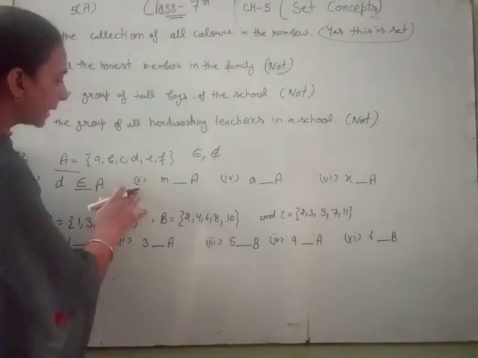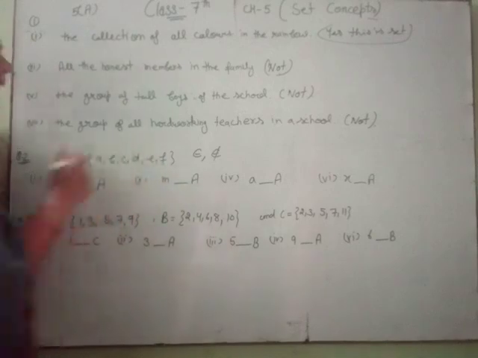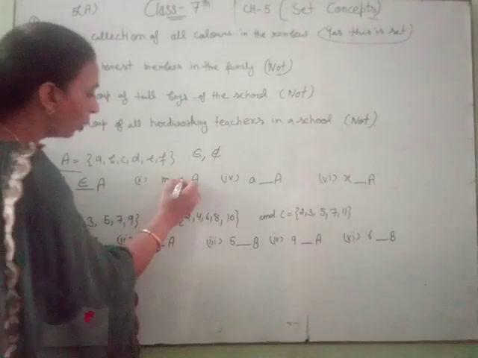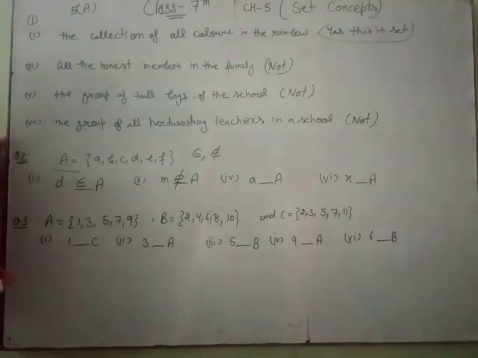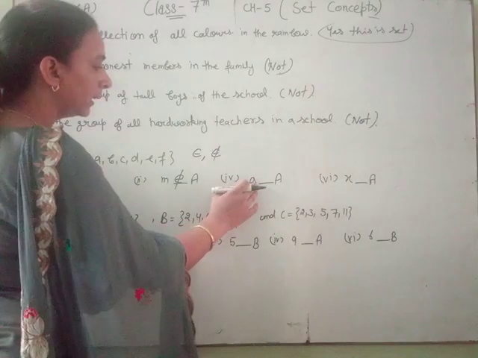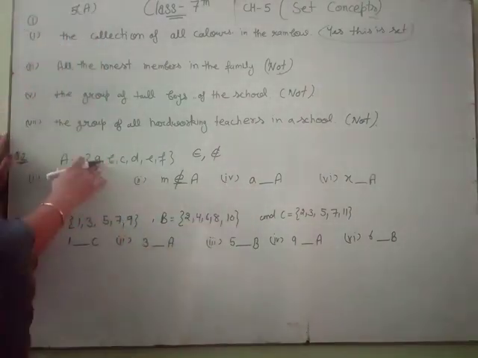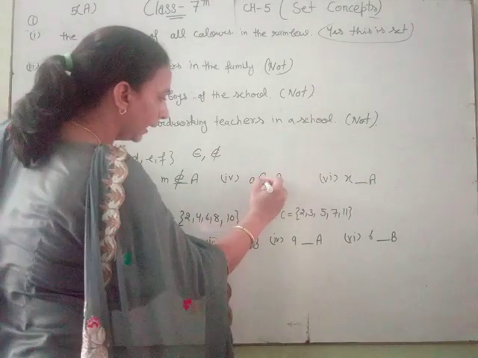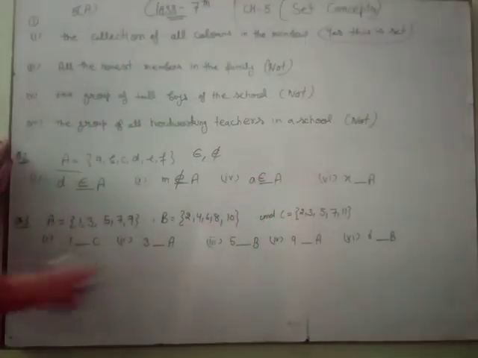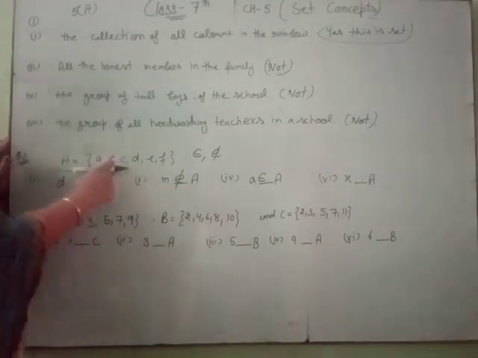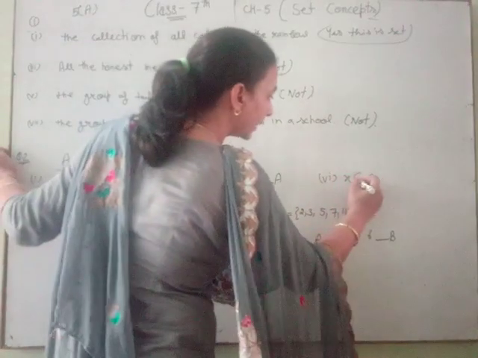Okay. Next is M. There is no element M, so M does not belong to set A. Same, A is a member of set A, then A belongs to A. Next, X. X is not a member of this set, so we write X does not belong to A. Okay. Next is question number 3.